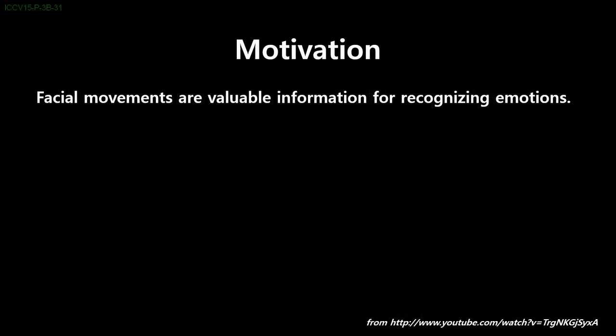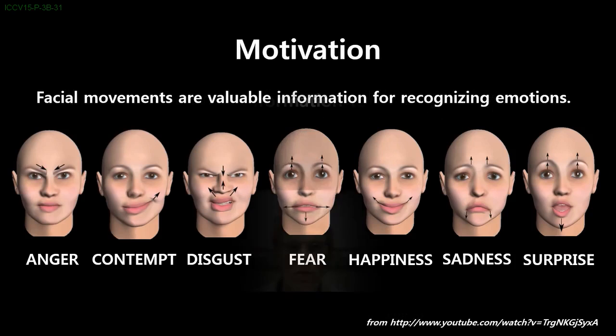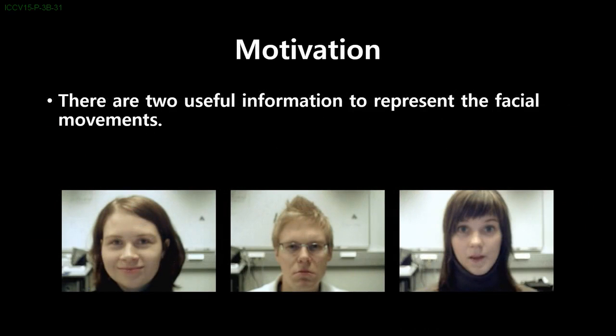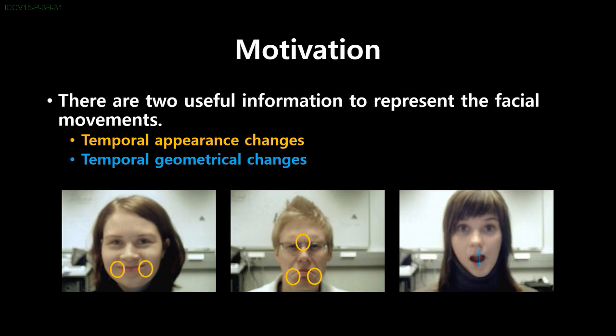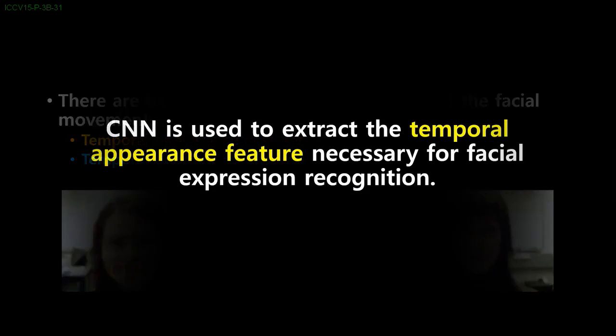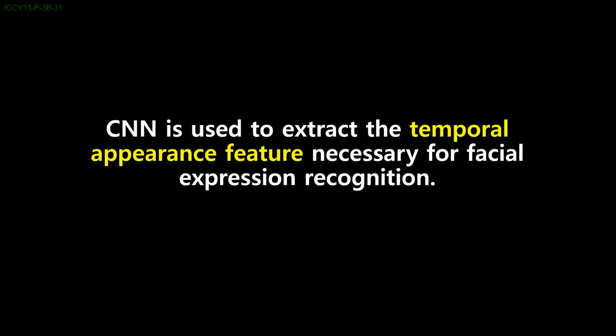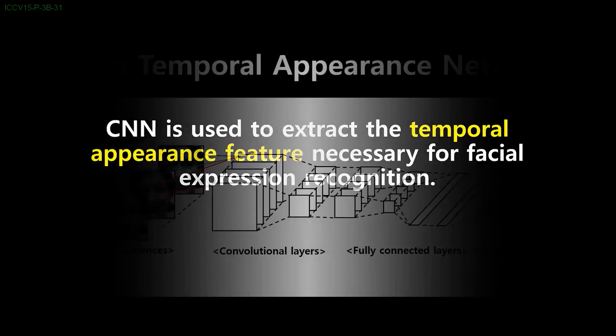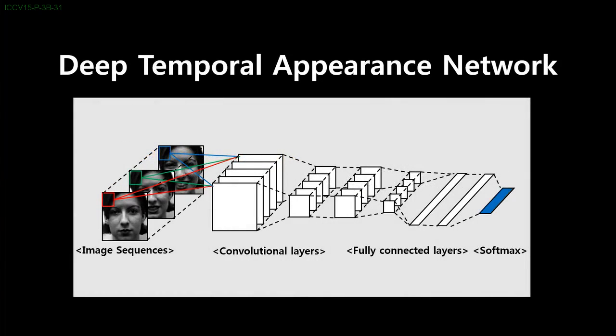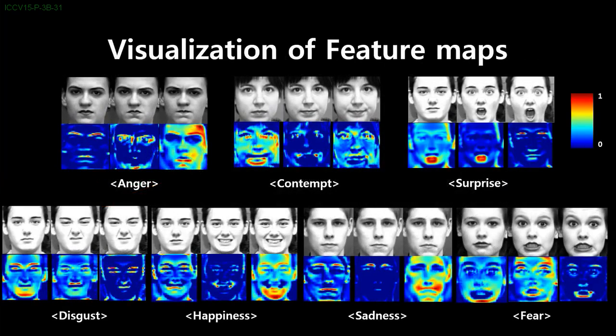Facial movements are associated with emotions. In other words, for recognizing facial expression, there are two valuable pieces of information, such as appearance and geometrical changes. In our approach, the convolutional neural network is used to extract the temporal appearance feature, which is necessary for facial expression recognition. Using the first layer of the network, we detected useful moving parts.